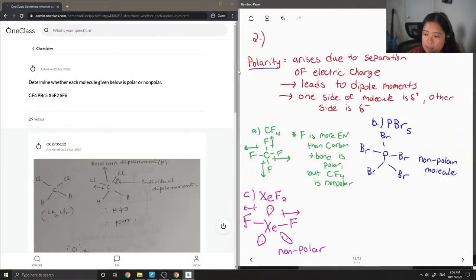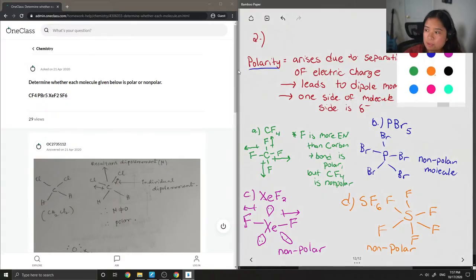And then lastly, D, SF6. You get the same effect over here, where they all just cancel each other out. So this is also a nonpolar molecule. So these are all examples of nonpolar molecules, but I guess I'll just show what a polar molecule would look like.